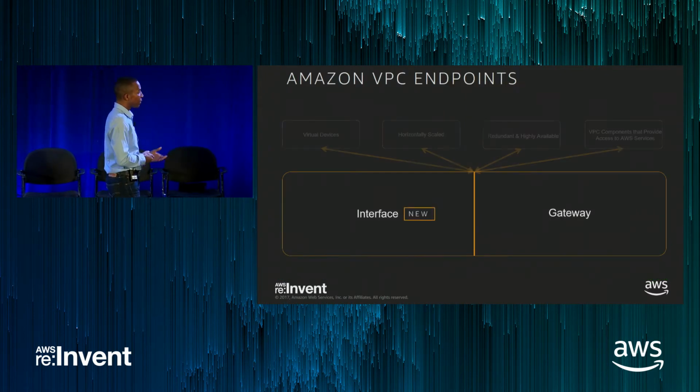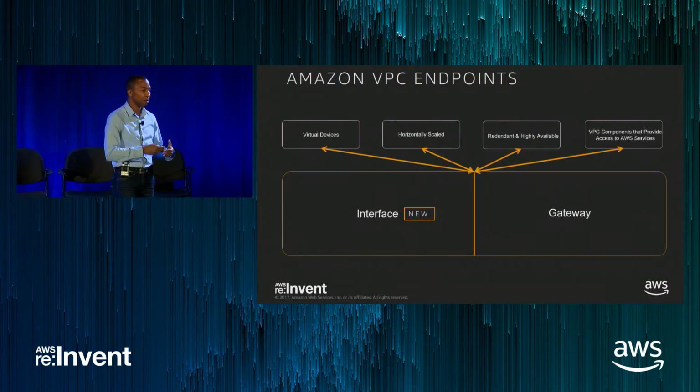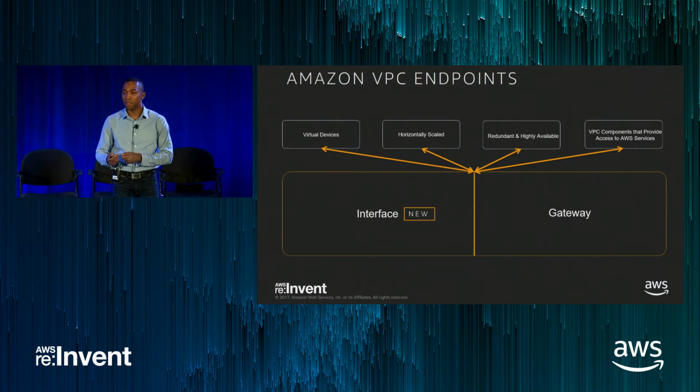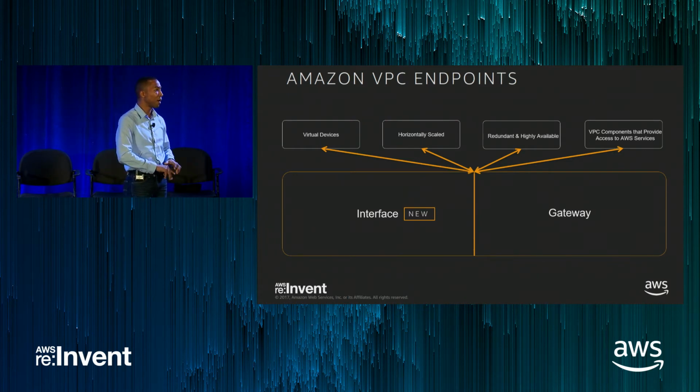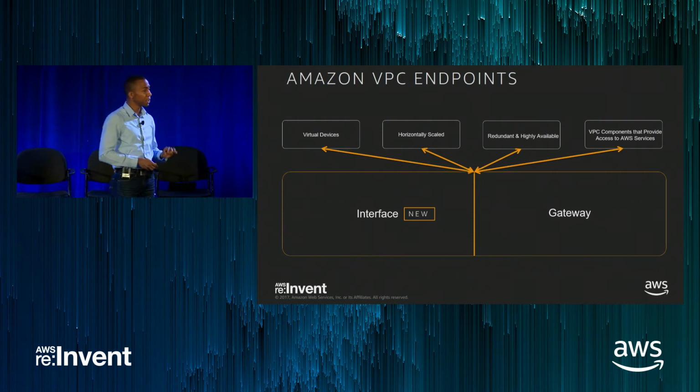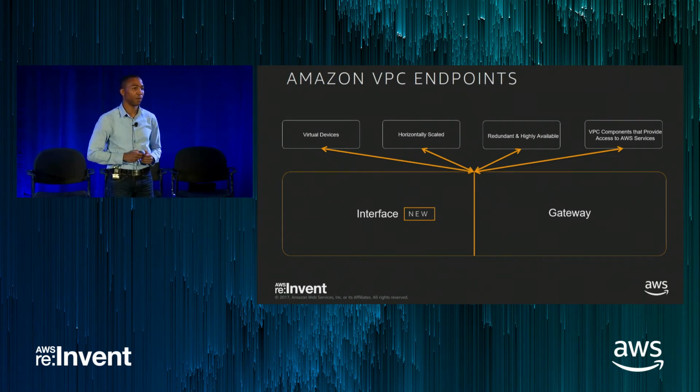Now, for those of you who are familiar with endpoints, these are just like your NAT gateway, horizontally scaled infrastructure that you don't manage. It gives you the ability to route traffic privately to the AWS public service environment without going through your Direct Connect, your VPN tunnels, or an internet gateway or any NAT infrastructure at all. So your traffic remains within the AWS network.